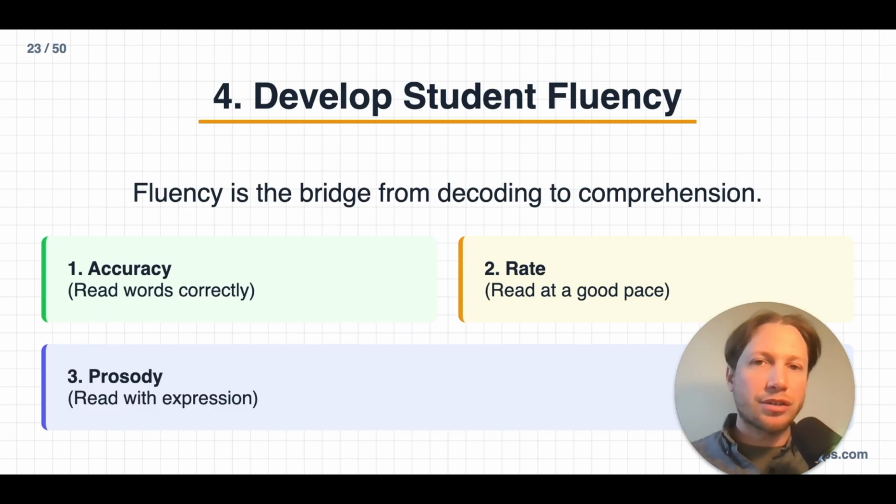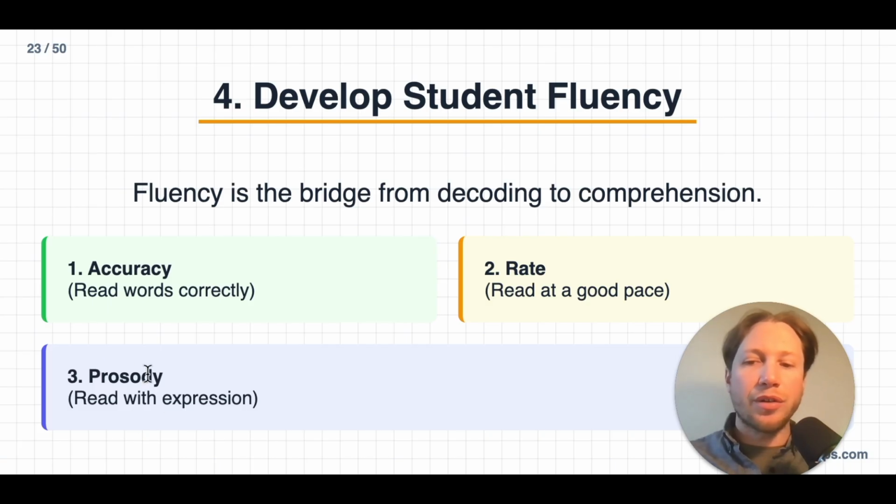Oftentimes, we can teach our students that for different types of texts, we will read at different paces. So when you're reading a novel, you can more than likely read at a faster pace, whereas if you're reading a science textbook for the first time, this will require the student to read closer and oftentimes slower, because the technical terms are usually new in a science textbook.